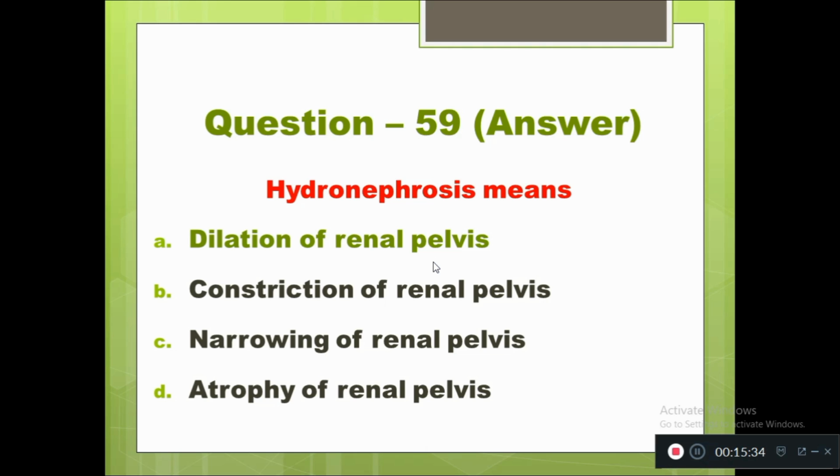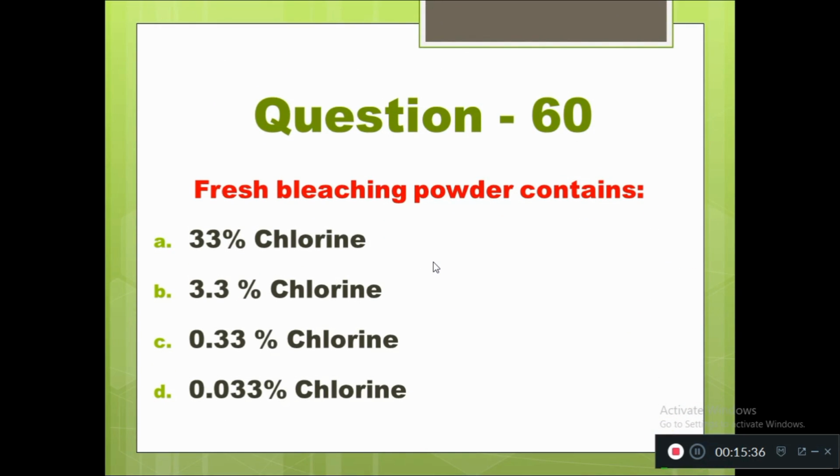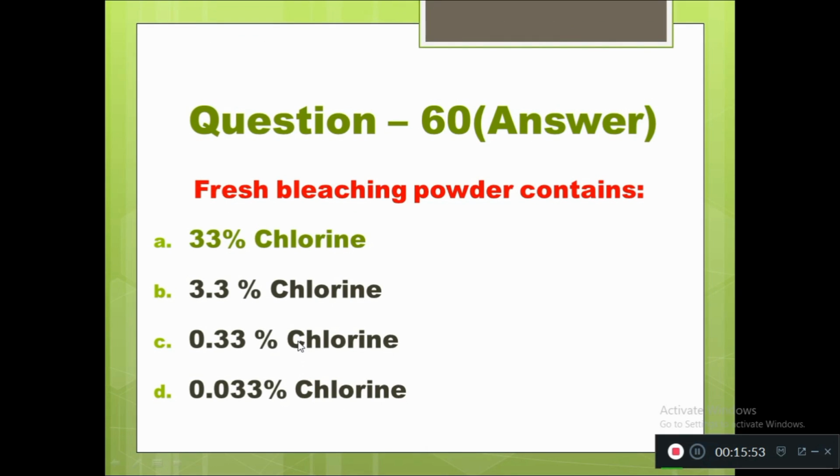Okay. Now, question number 60. Fresh bleaching powder contains 33 percentage chlorine, 3.3 percentage chlorine, 0.33 percentage of chlorine, 0.033 percentage of chlorine. Fresh bleaching powder contains 33 percentage of chlorine. This is the right answer for question number 60.